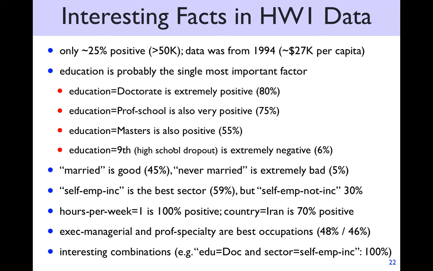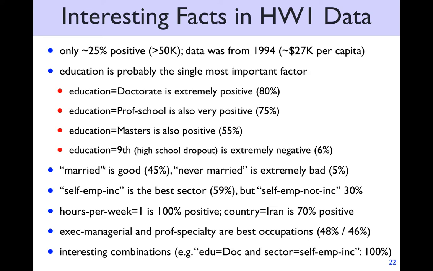So, looking at this data, you can get some advice for your life. That is, if you have a chance to get a master's, a PhD or professional school degree, then you're almost guaranteed to earn more than 50K. Okay.